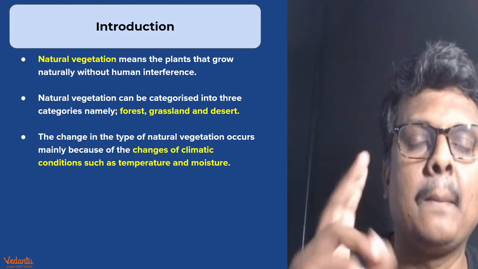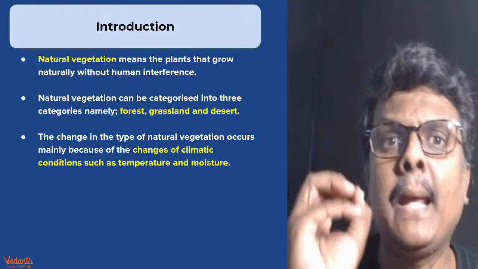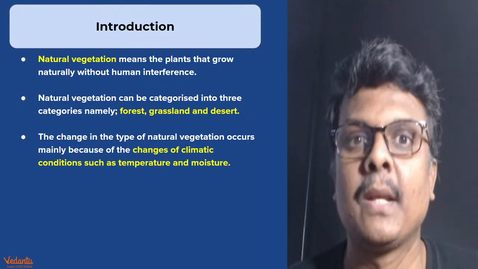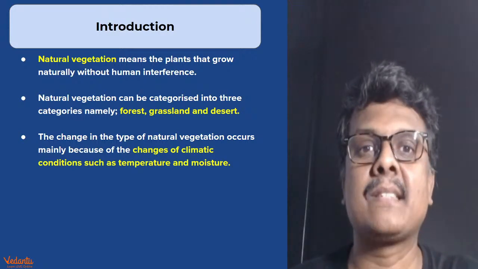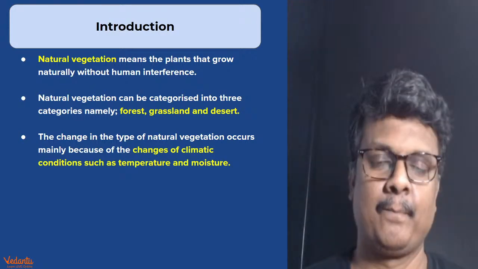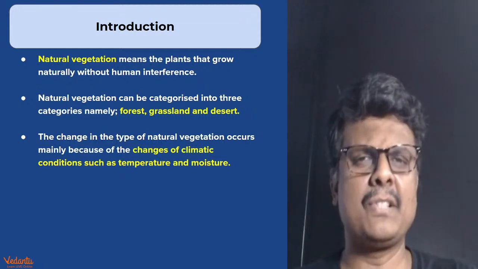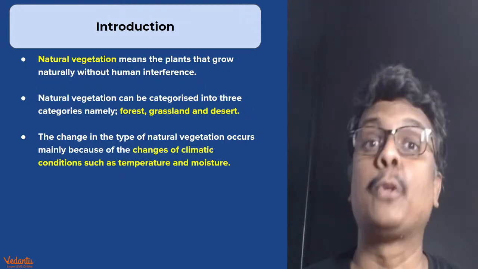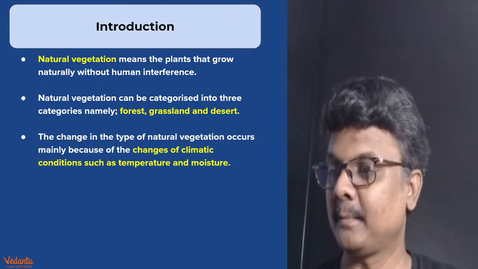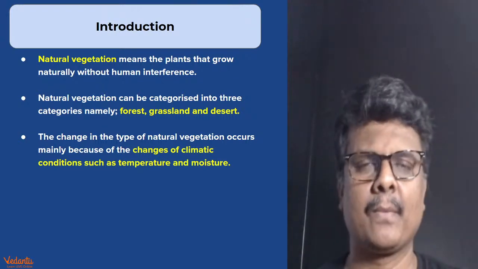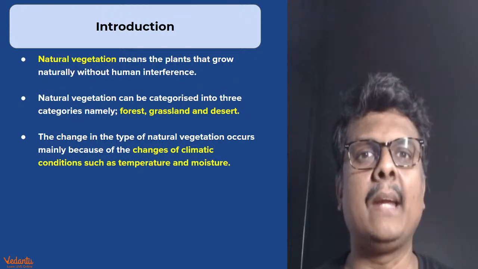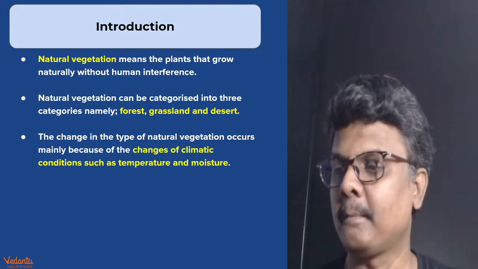Climatic conditions like temperature and moisture play a very huge role when it comes to the type of vegetation which exists in any geography. Are you guys clear till this? This is a super important thing that you have to know. So now you know what natural vegetation is, what the different types are, and you also know why different types of vegetation are there.